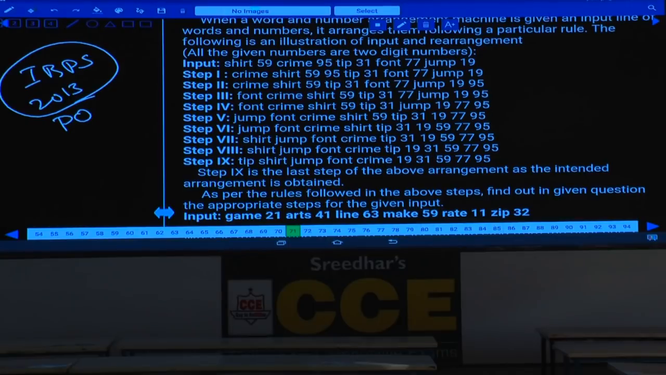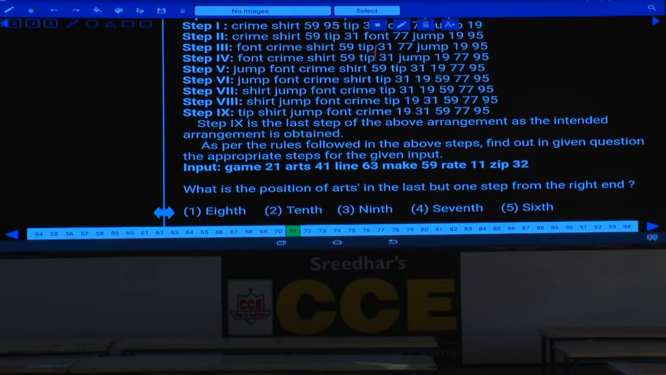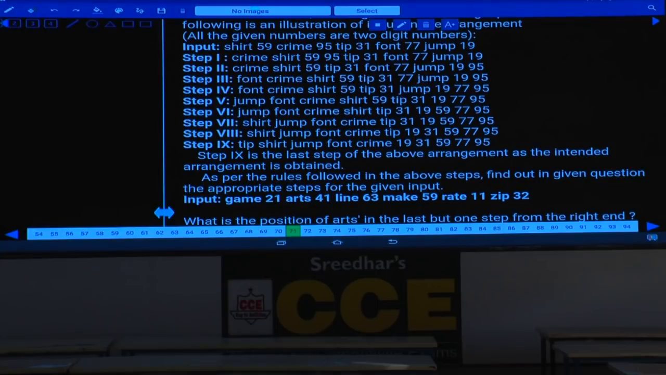Then coming to this one, what is the logic behind this one? Now compare the input with the final output. If you compare the input with the final output, what is the final output here? Final output here: T, S, J, F, C, and the numbers 19, 31, 1, 59, 77, 95. All the numbers are arranged in the ascending order, and the words are arranged in the descending order. Then coming to this one, in step 1, the least word has been arranged at the first place, isn't it?